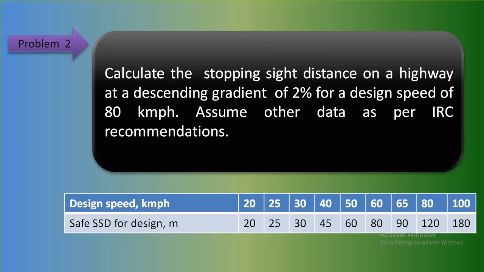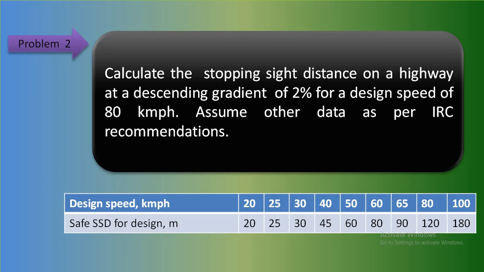So the length is given here. For 20 kmph it is 20 meters, 25 kmph is 25, 30 kmph is 30, 40 kmph is 45, 50 kmph is 60, 60 kmph is 80 meters, 65 kmph it is 90 meters, 80 kmph is 120, and finally 100 kmph it is 180 meters.